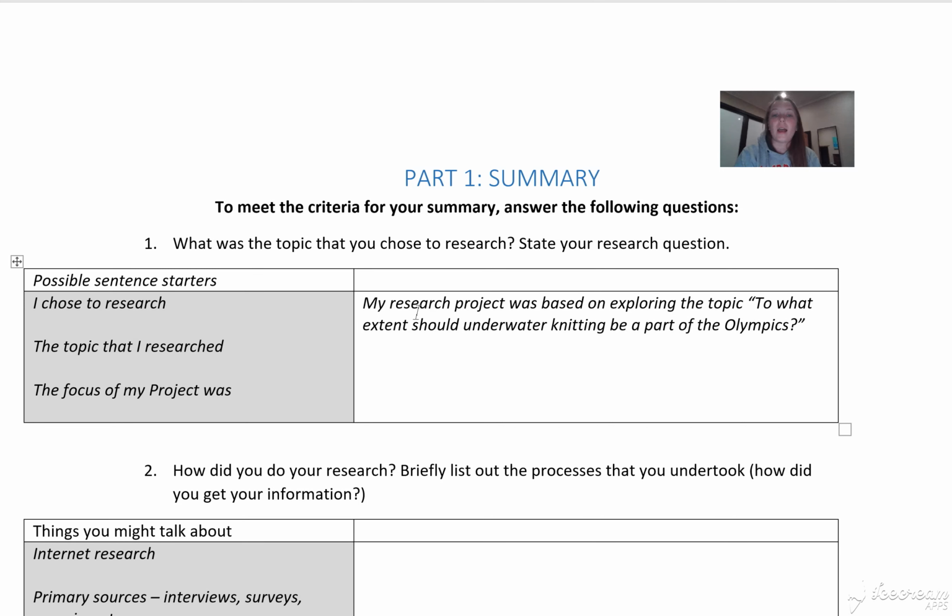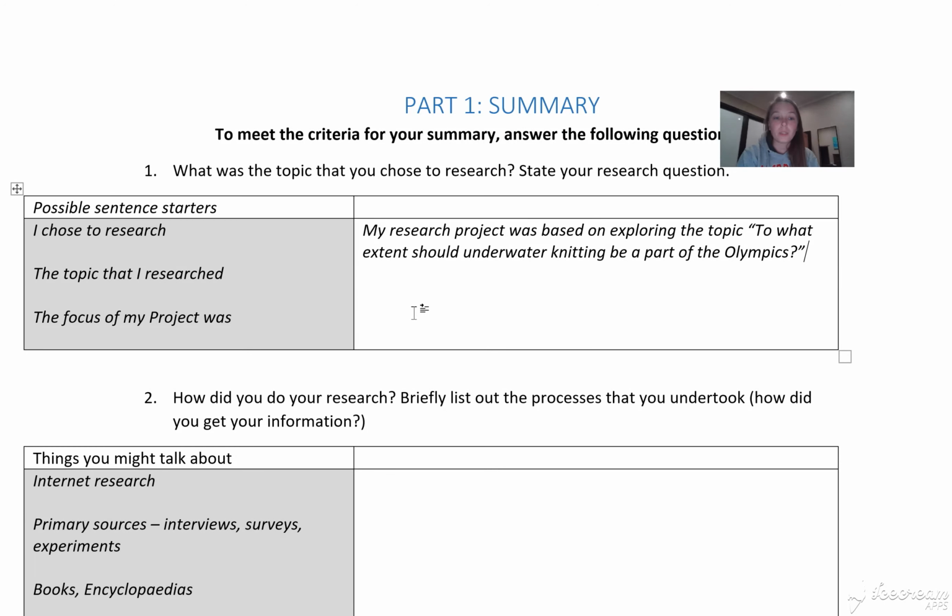Okay, and what we're going to do for the checkpoints is you're going to submit your work on this document. You're then going to submit it to Sector at each of the checkpoints. Now, this first thing is you've only got 150 words, so it's literally what was your topic, put it in.